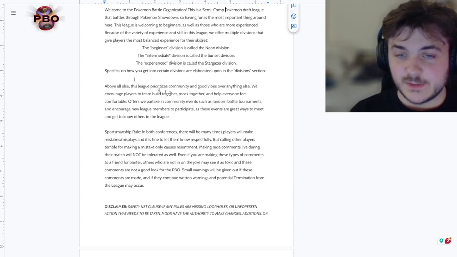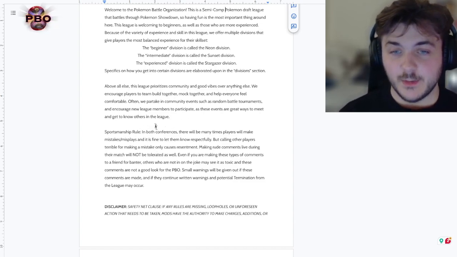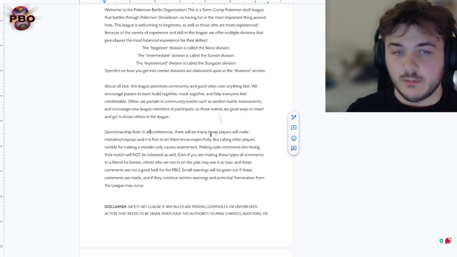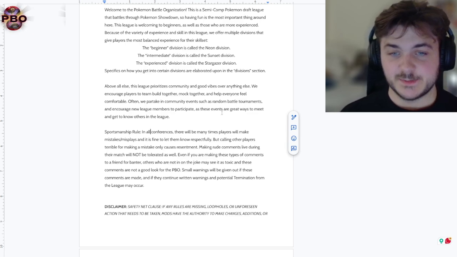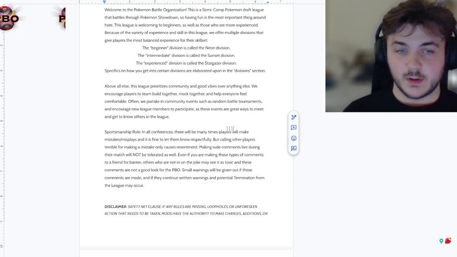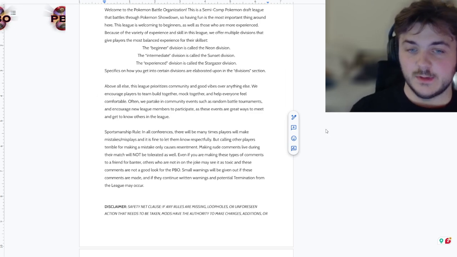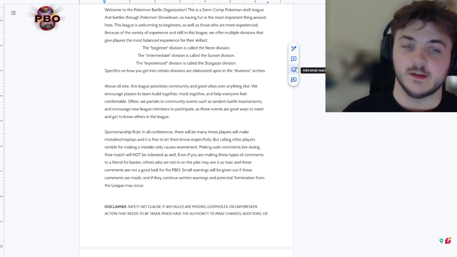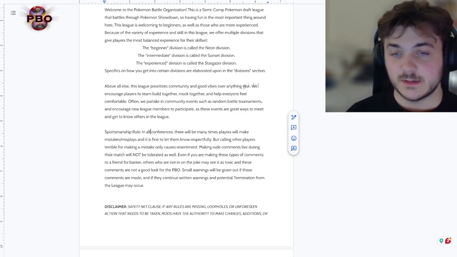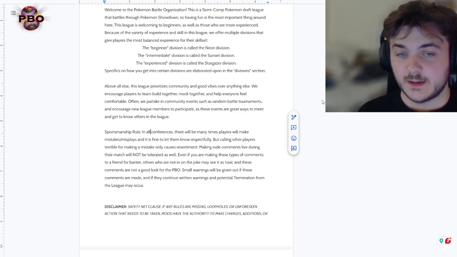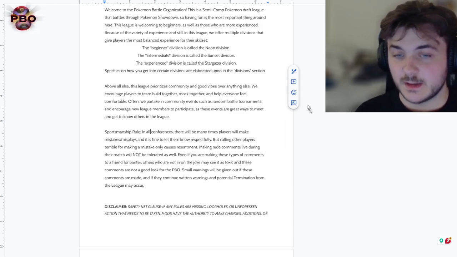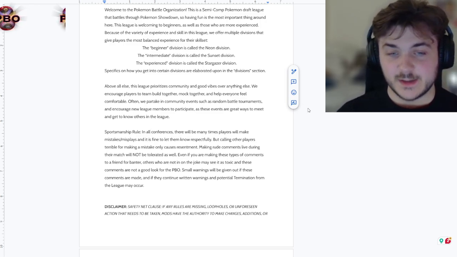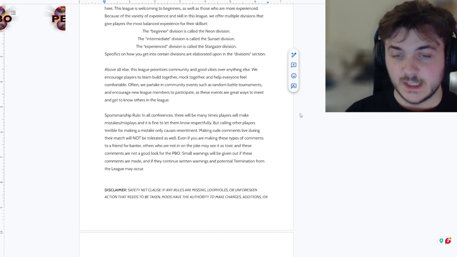Sportsmanship rule. This is made by Little Hill specifically in both conferences and all conferences. There will be many times players will make mistakes or misplays, and you can let them know respectfully, but calling other players terrible for making a mistake only causes resentment. Making rude comments live during their match will not be tolerated as well. Even if you're making these types of comments to a friend for banter, others who are not in on the joke may see this as toxic, and these comments may look bad for the PBO. Small warnings will be given out if these comments are made, and if they continue, written warnings or potential termination from the league may occur.